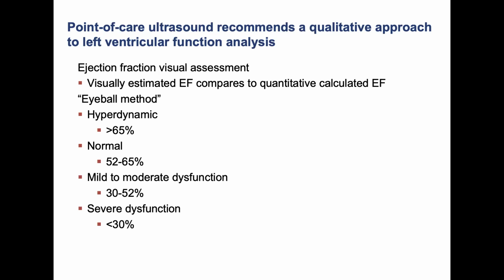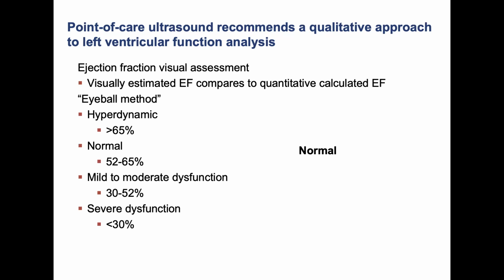So as long as you do this many, many times, kind of looking at the ejection fraction and guessing what you think it is and comparing it to the formal read, you will be able to train your eyeball for this. So when we do POCUS, these are the categories we use: hyperdynamic, which is more than 65, normal 52 to 65, mild to moderate. So in POCUS, we put mild and moderate together in the same group, 30 to 52, and then severe is going to be less than 30.